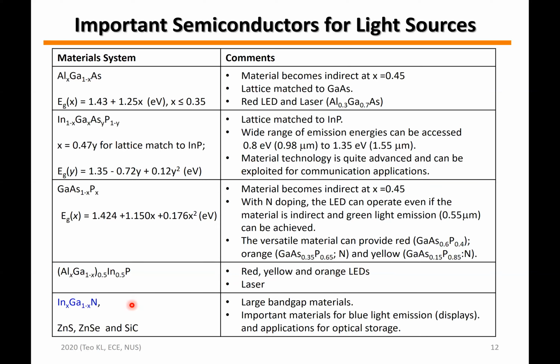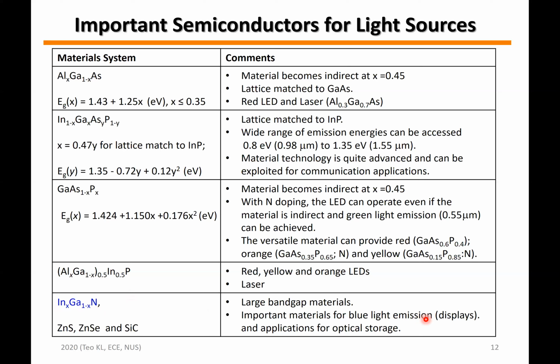Indium gallium nitride. Gallium nitride is a large band gap material, while indium nitride is a smaller band gap material. So indium gallium nitride is important for blue light emission.